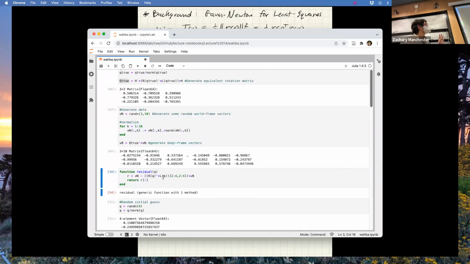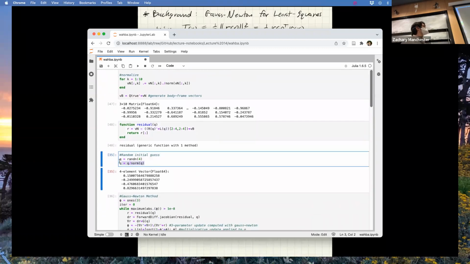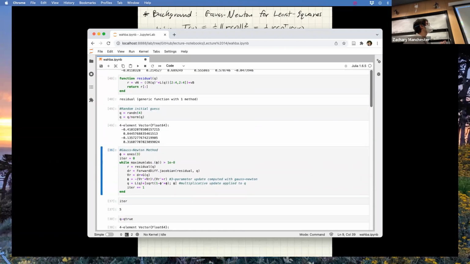Cool. Here's the residual function. This is the so-called Wahba loss function. It's exactly what we just wrote down. I'm converting to a rotation matrix in here, subtracting, and that should be 0. Okay, I'm going to make a random initial guess, a unit quaternion again. I have no clue, this is totally random. And here's the Gauss-Newton method. Probably should write this on the residual next time, but this is easier.